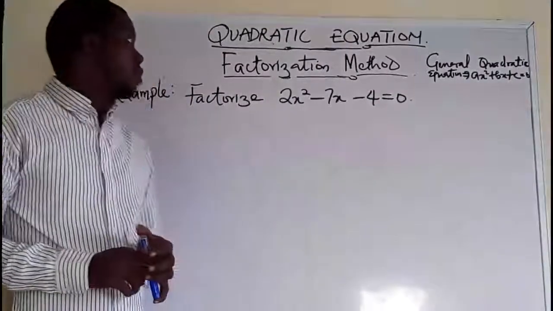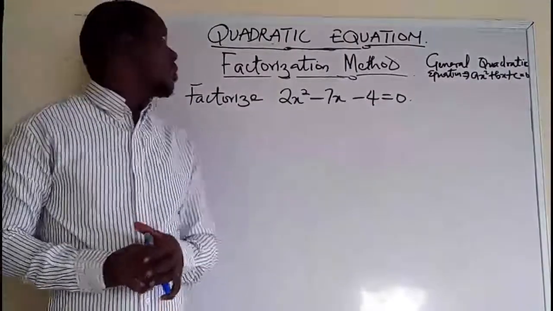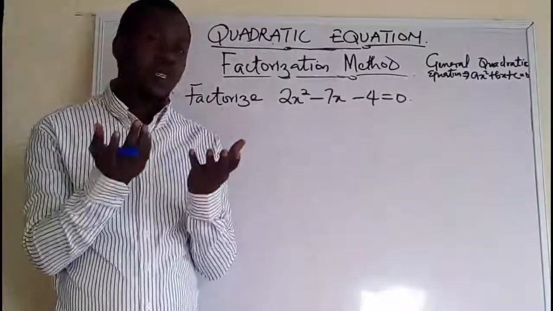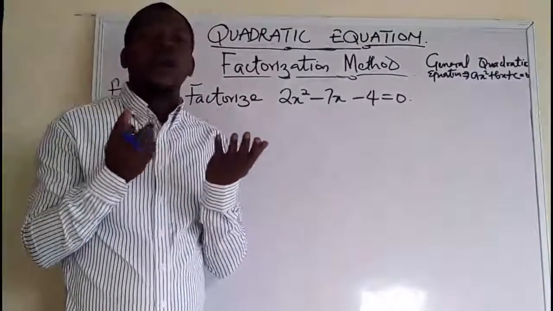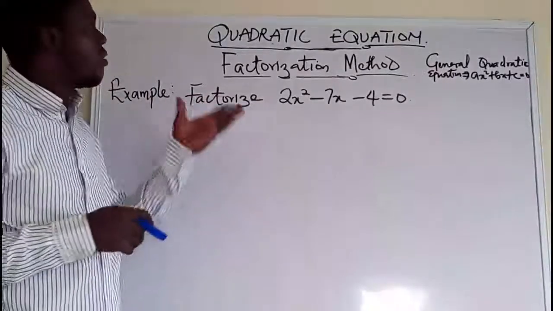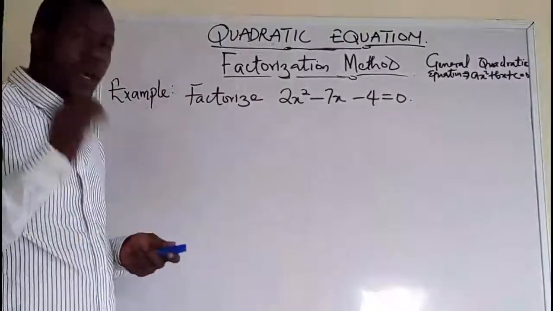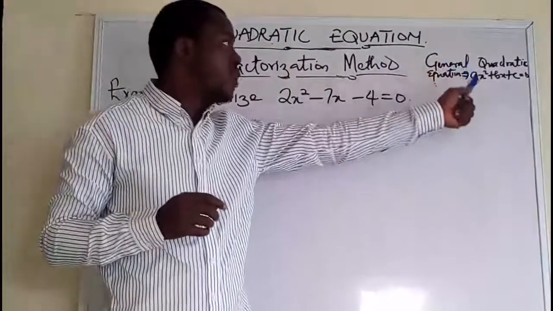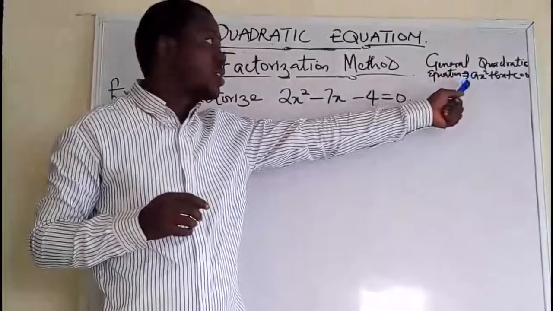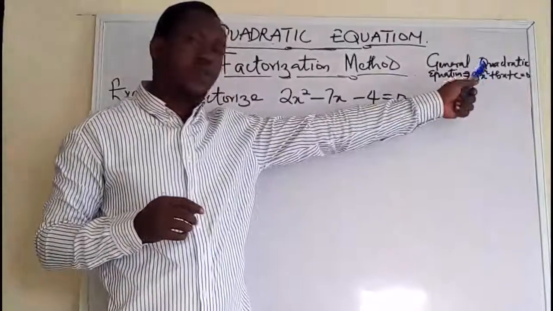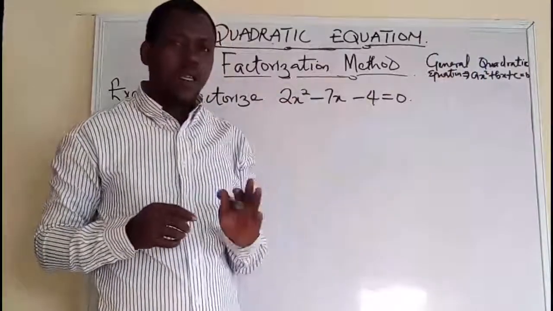All right, welcome back to the same topic of quadratic equations. Now we are going to be learning how to factorize a quadratic equation, or how we can use the factorization method in solving quadratic equations. We have a particular example on the board. This is what we call the general quadratic equation: ax squared plus bx plus c equals 0.